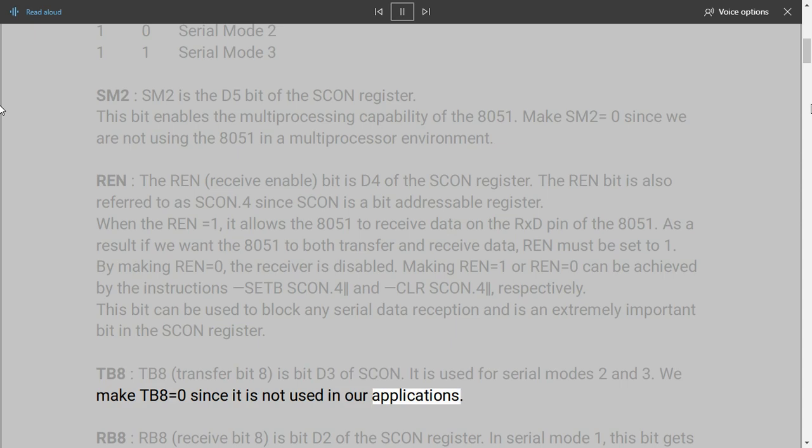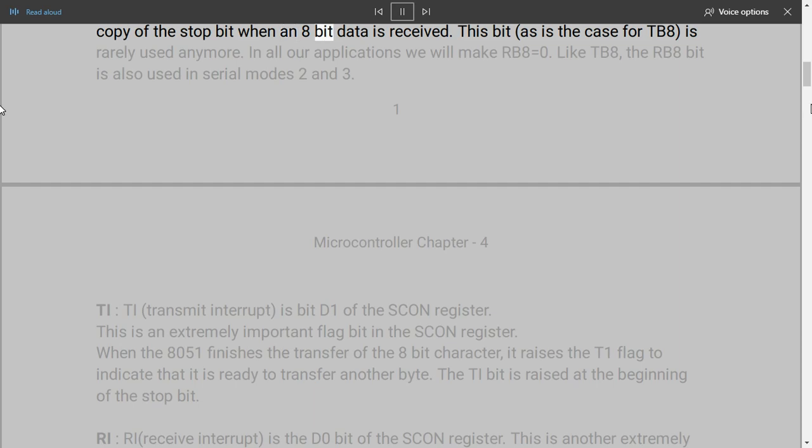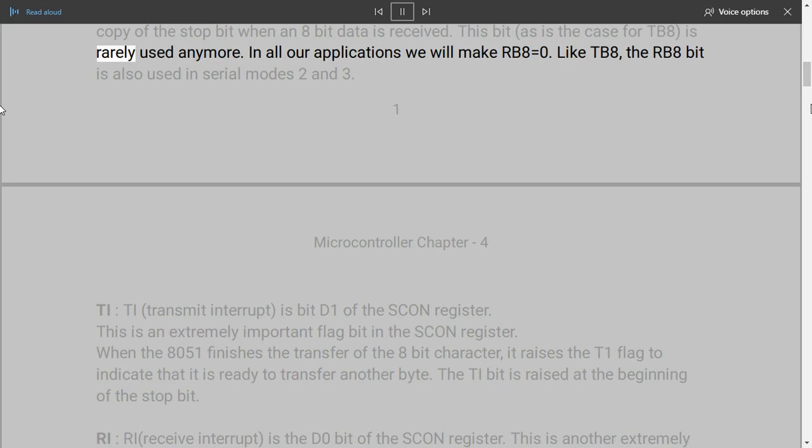RB8, receive bit 8, is bit D2 of the SCON register. In serial mode 1, this bit gets a copy of the stop bit when 8-bit data is received. This bit, as is the case for TB8, is rarely used anymore. In all our applications we will make RB8 equal to 0. Like TB8, the RB8 bit is also used in serial modes 2 and 3.